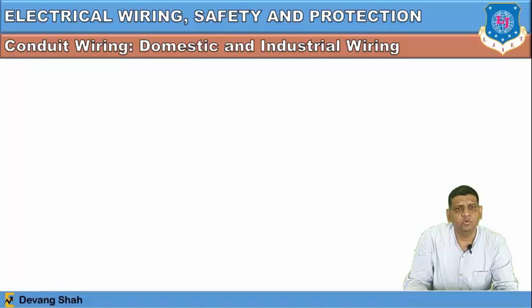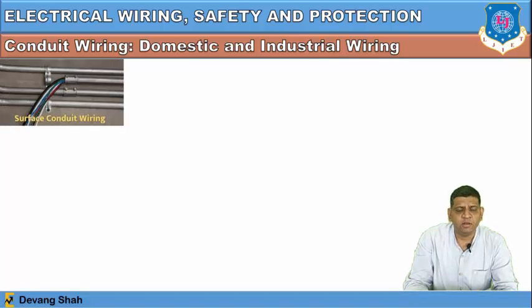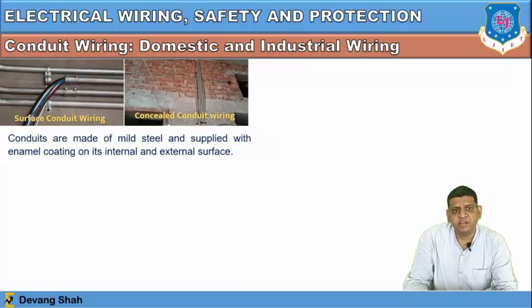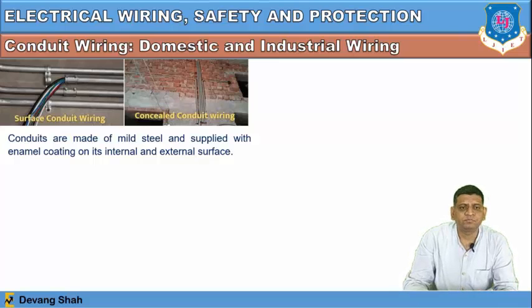Nowadays we are using conduit wiring, where there are two kinds of conduit wiring. One is surface conduit wiring and another one is concealed conduit wiring. Now this kind of conduit wiring is made up of mild steel and supplied with enamel coating on its internal and external surfaces. So basically they are mild steel pipes and those pipes will carry the electrical wires, right, and which is coated with a specific material on inner and outer surfaces.